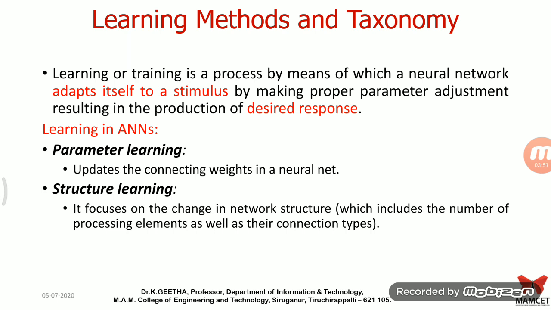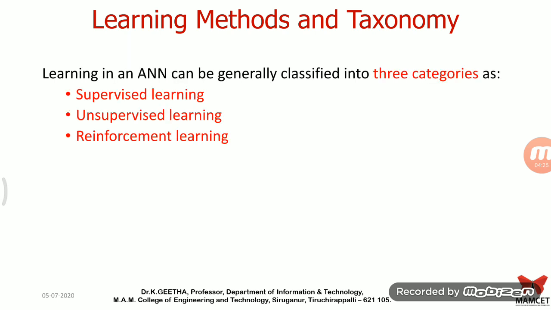The next topic is the learning methods and taxonomy of artificial neural networks. Learning or training is a process by means of which a neural network adapts itself to a stimulus by making proper parameter adjustments, resulting in the production of the desired response. The learning in artificial neural networks is of two kinds: parameter learning and structure learning. Parameter learning updates the connecting weights in a neural net, and structure learning focuses on the change in network structure, which includes the number of processing elements as well as their connection types.